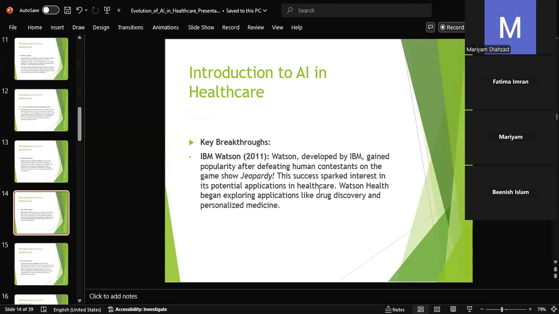All right. IBM Watson, 2011, developed by IBM, gained popularity after defeating the human contestants on the game show Jeopardy. This success sparked interest in potential applications in healthcare. Watson Health began exploring applications like drug discovery and personalized medicines. So, AI is also used in drug discovery as well.